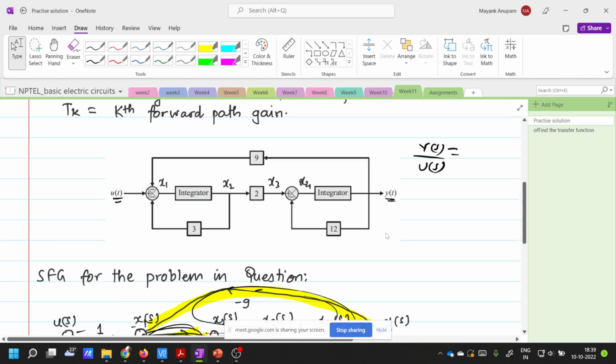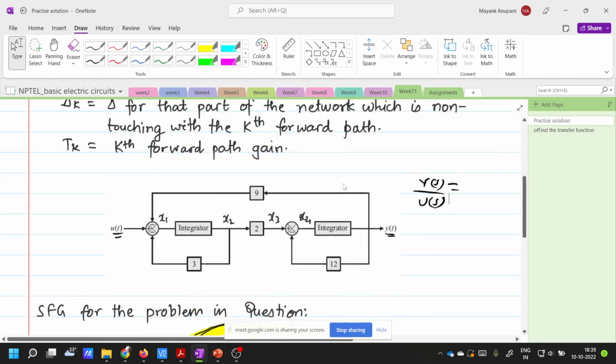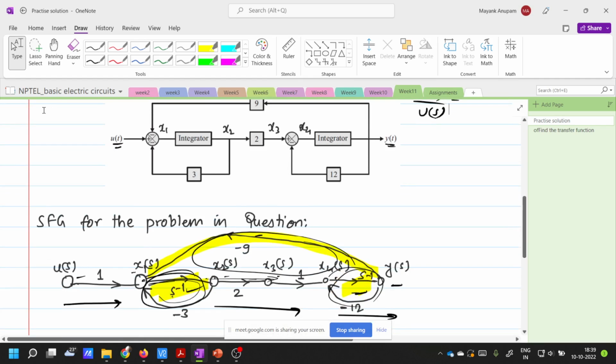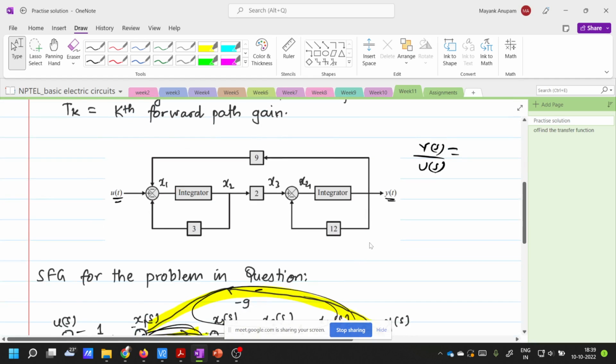But for applying Mason's rule, you need to first convert your block diagram to a signal flow graph, right? Because Mason's rule is applicable for a signal flow graph, not the block diagram. So this is a block diagram, and you have to convert it into an equivalent signal flow graph. Only then will you be able to apply Mason's rule in this case.